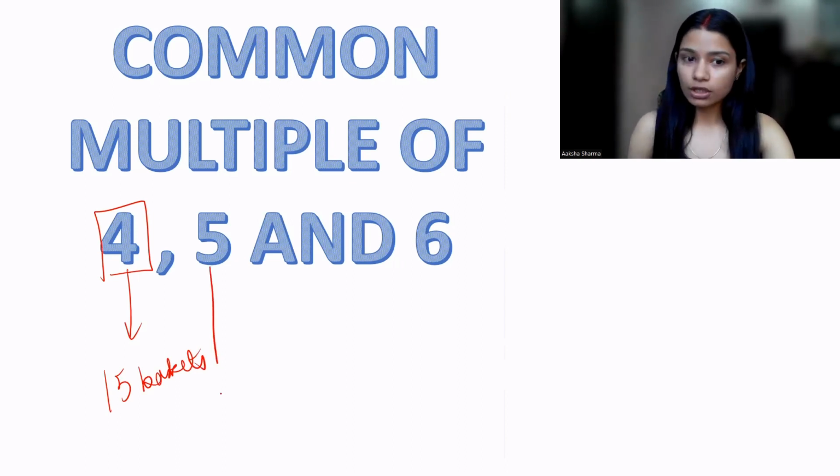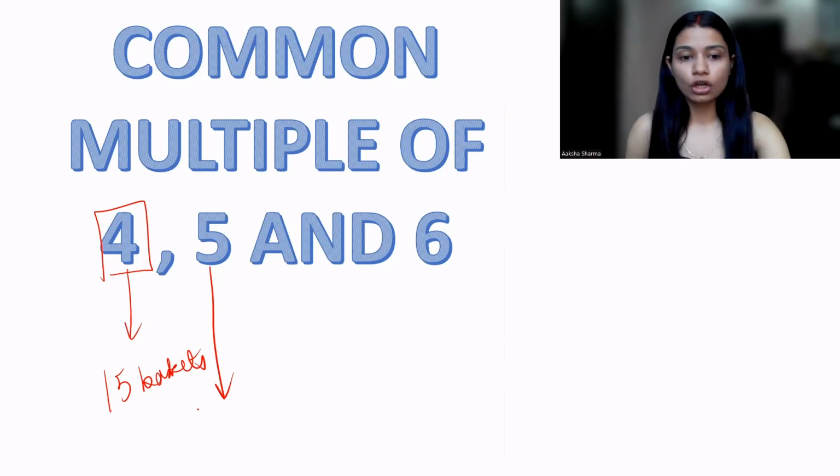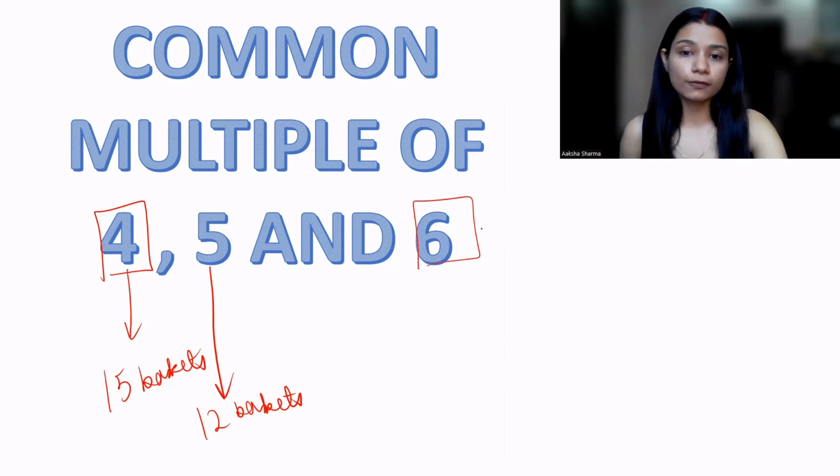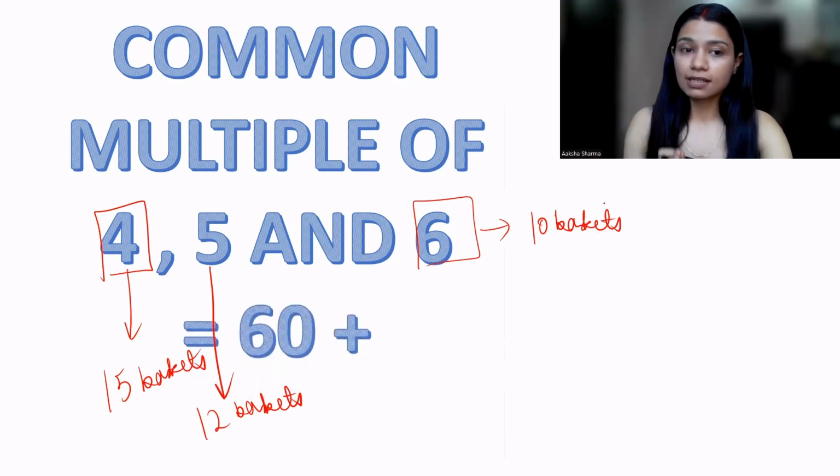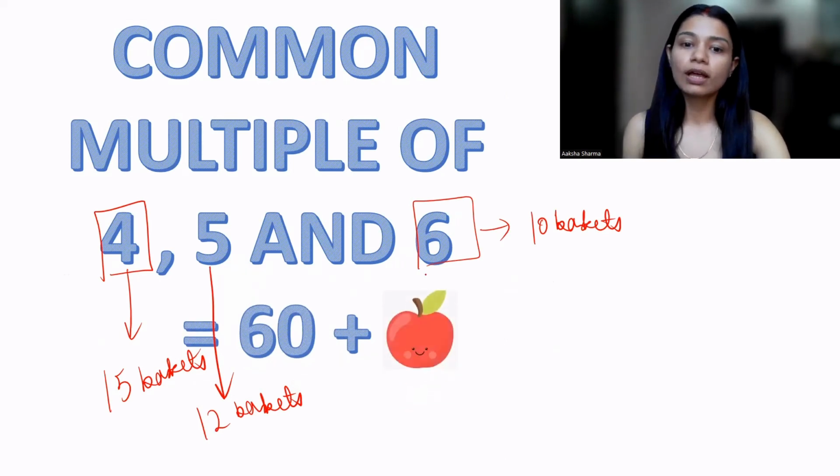If you try arranging it into groups of 5 each, you will have 12 baskets. 12 times 5 is 60. And if you try arranging it into groups of 6, you will have 10 baskets. So there will be in total 60 apples, since 60 is the common multiple of 4, 5, and 6, and 1 extra apple is also left.